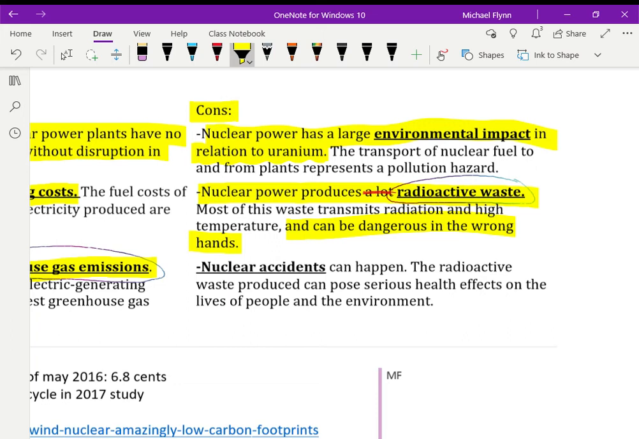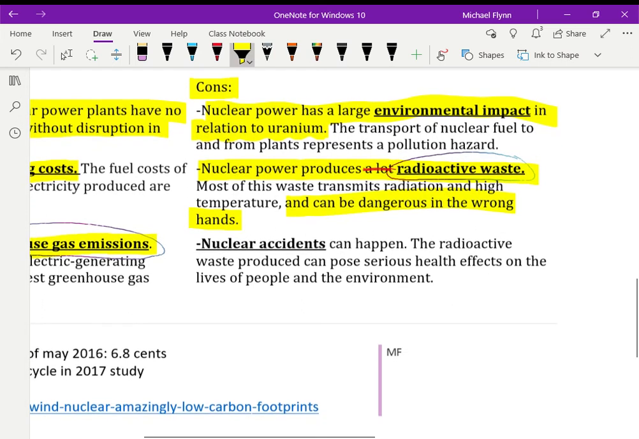The problem is, what happens to a country where maybe some sort of rogue operative takes control, or they don't have good security, and someone steals some radioactive waste and makes a dirty bomb? Now you can have an entire city or area at risk because someone is carrying around this extremely toxic radioactive material that can be used to make a bomb. Okay? So that's definitely a con of nuclear power.